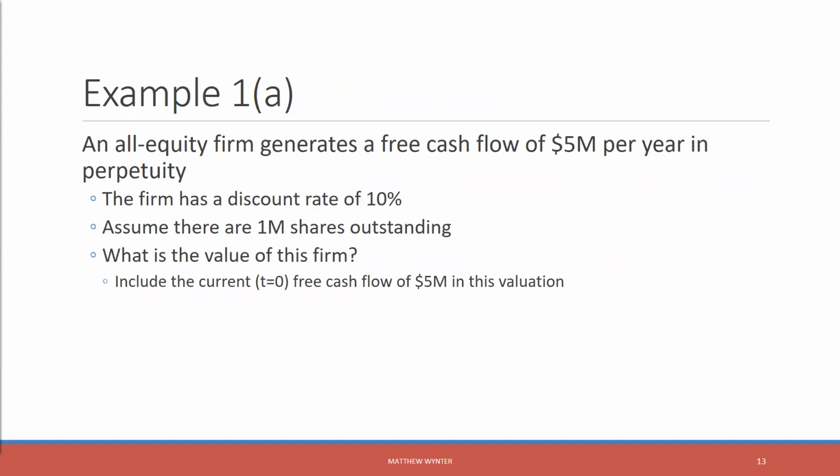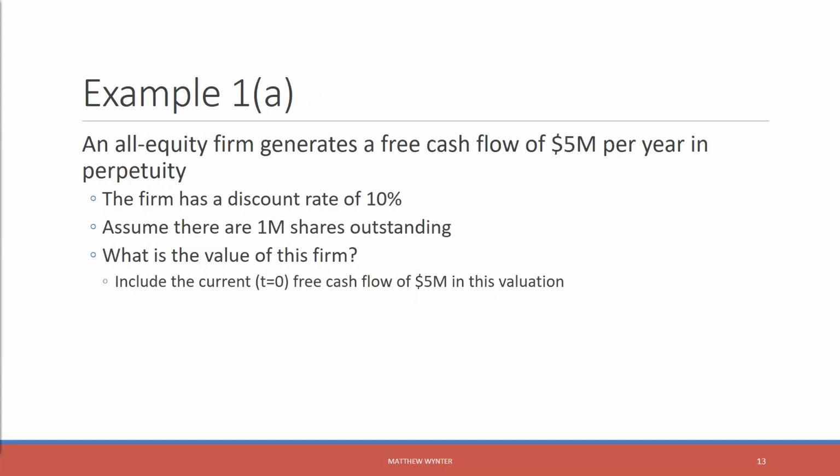Example one. An all equity firm generates a free cash flow of $5 million per year in perpetuity. The firm has a discount rate of 10%. Assume that there are 1 million shares outstanding. What is the value of this firm, including the current T0 free cash flow of 5 million in this valuation?